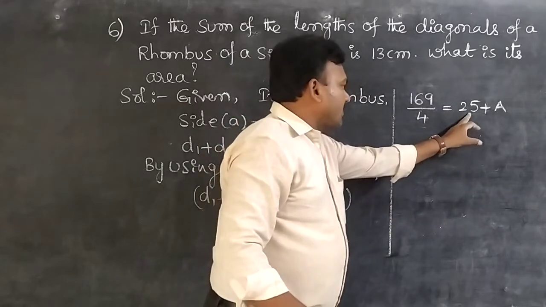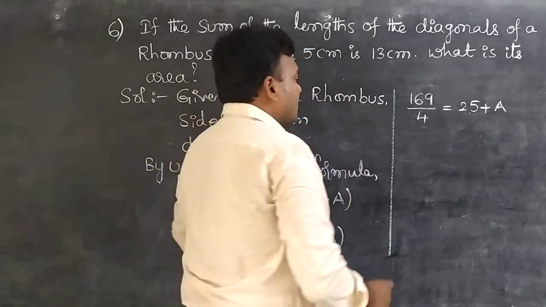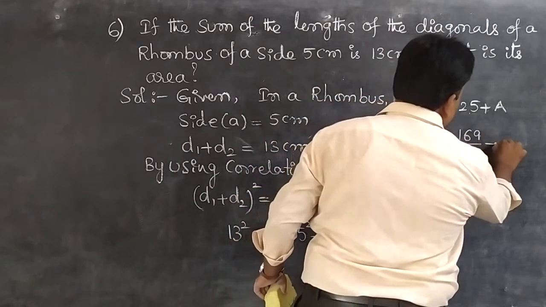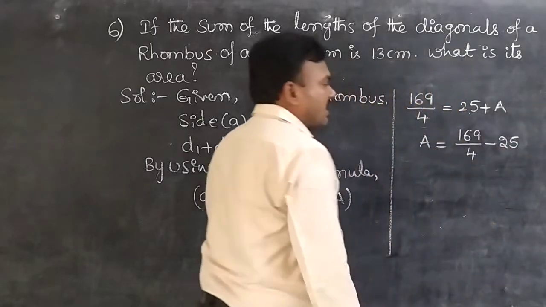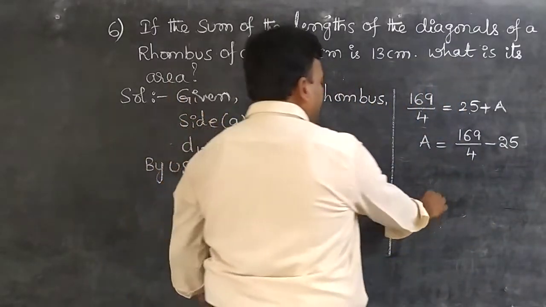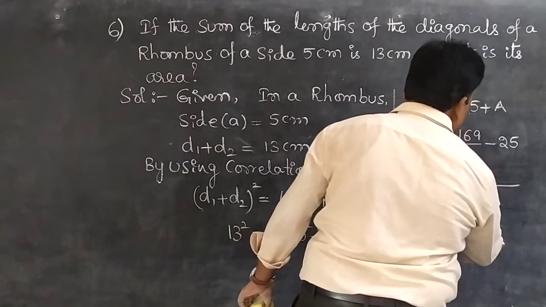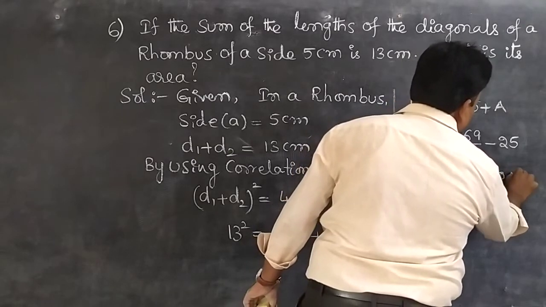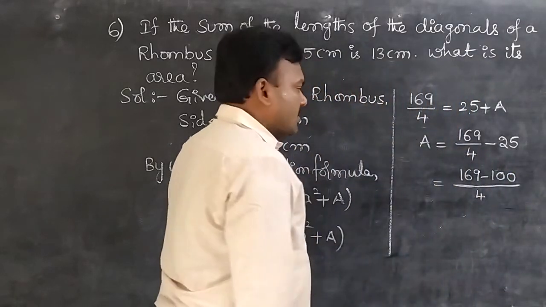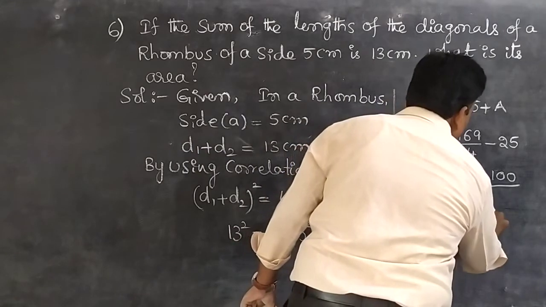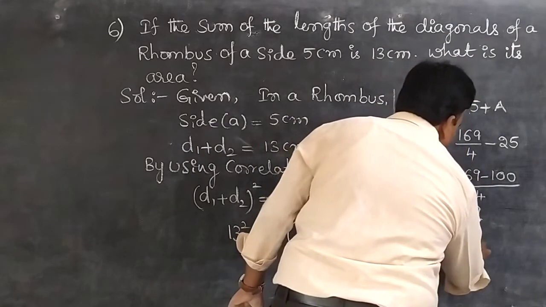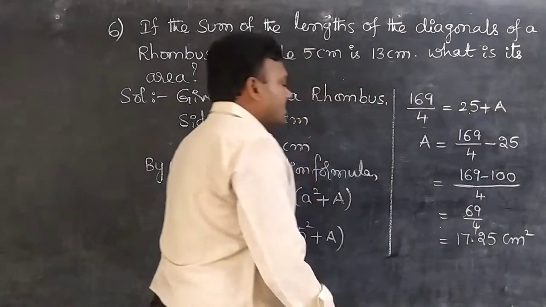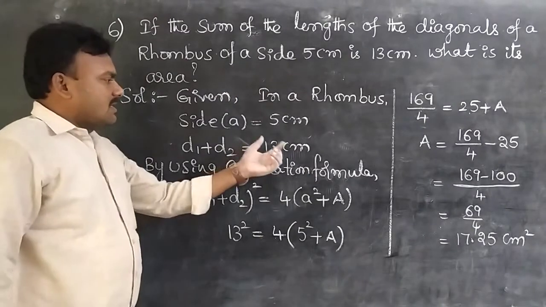So plus 25 transferred to the left side becomes minus. So finally a equals 169 by 4 minus 25. Take the LCM of the denominator. It becomes 4 as the LCM of the denominator. So 169 minus 4 times 25 is 100. 169 minus 100 becomes 69 by 4. Finally, 17.25 square centimeters. This is the value of the given problem, students.